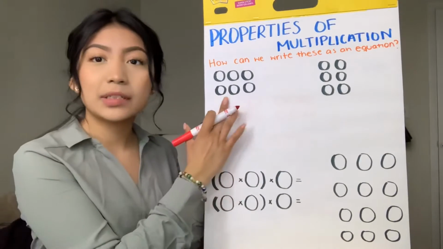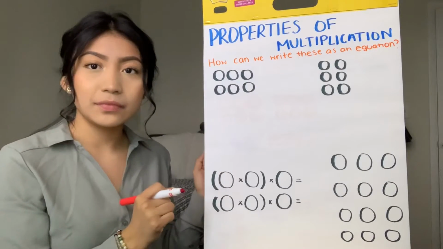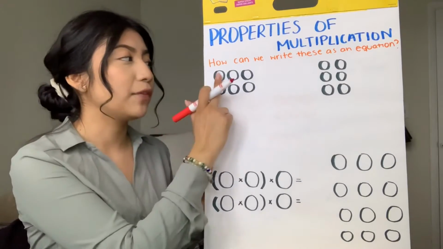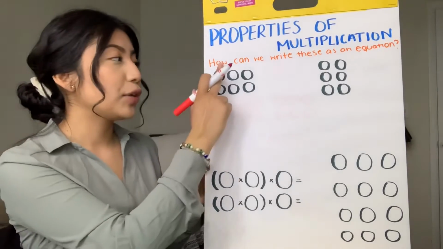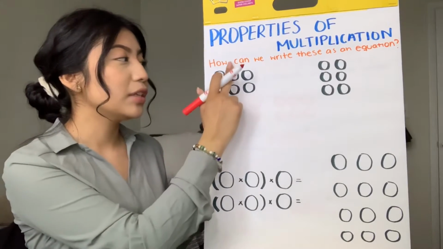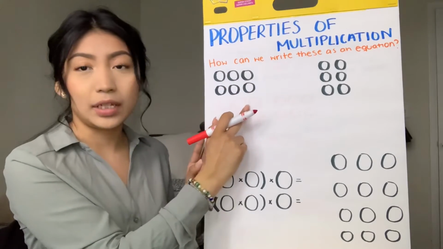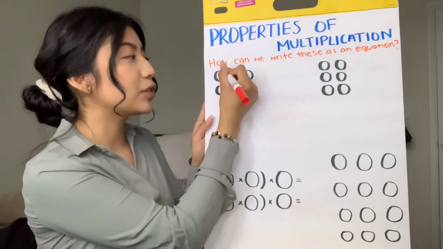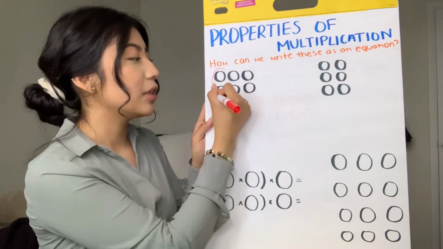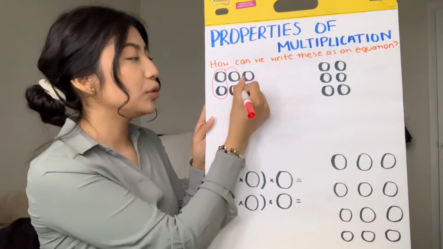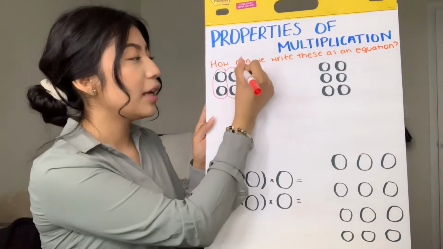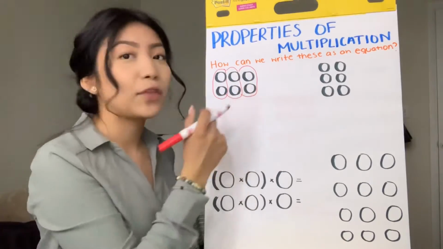Alright, so what do we notice about this first one? Yes, there are two rows. We have one row and two rows. Correct. There are three columns. So we have 1, 2, and 3. What we're going to do is circle these groups. So we have one group of 2, two groups of 2, and 3 groups. So now we have 3 groups of 2.